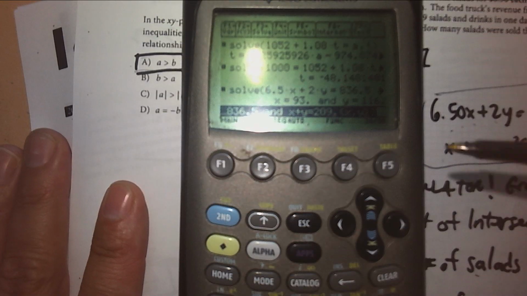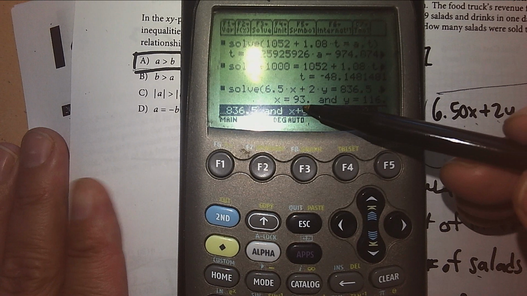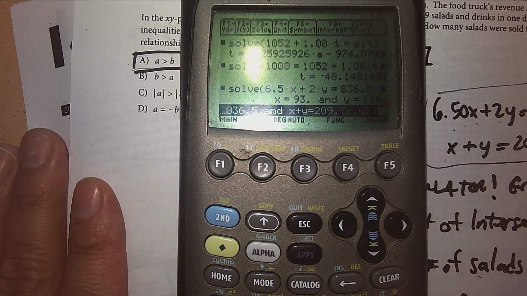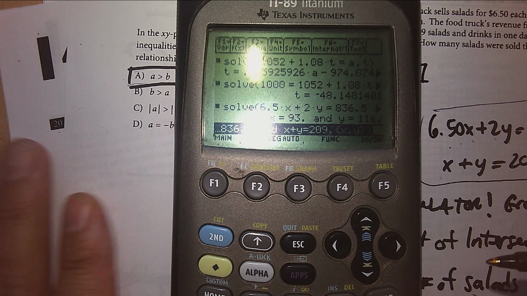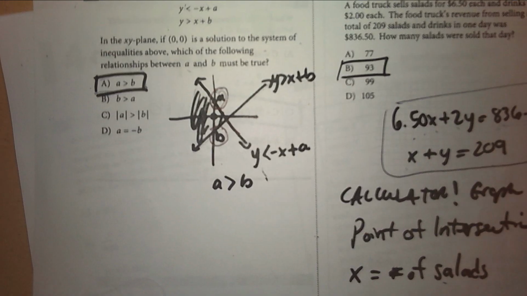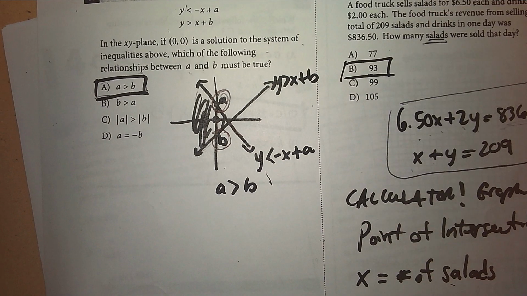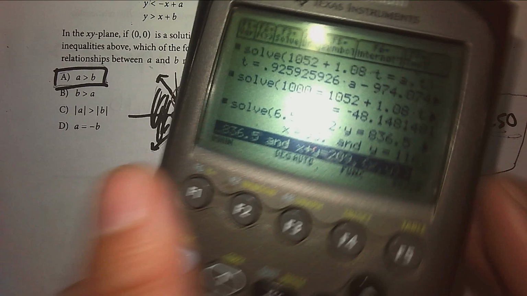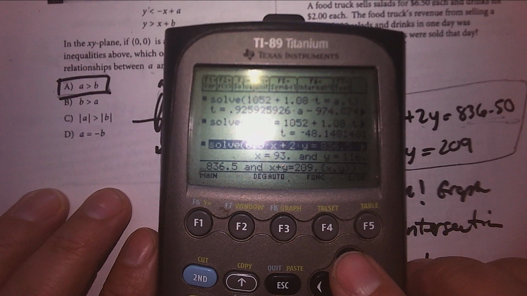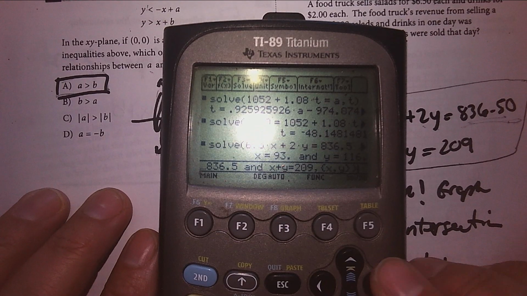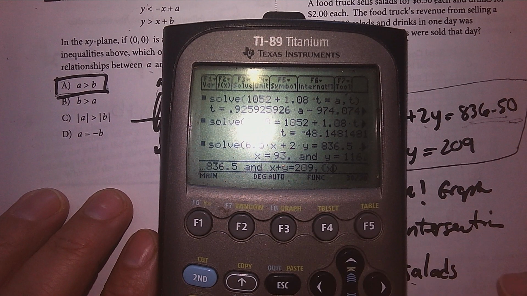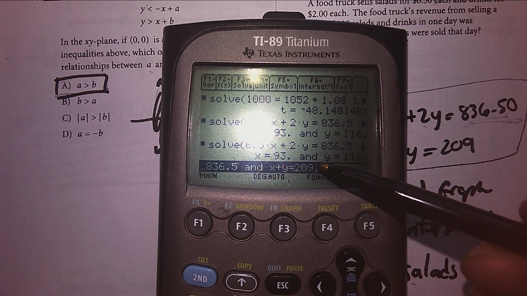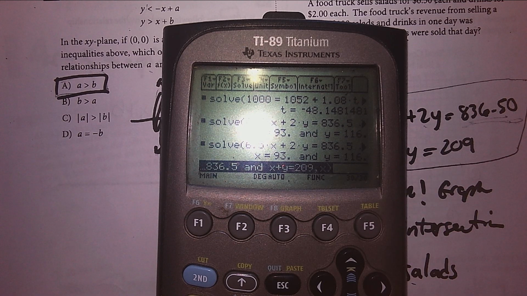What is the answer to this system then? X is how many? 93 salads and how many drinks? 116. Which one says 93 salads, which is what I'm looking for, right? And the other was 116. Because you're only solving for salads, you could actually just make it solve for x, and it would just tell you. In fact, it gave you both still. But x equals 93 is what you're looking for.